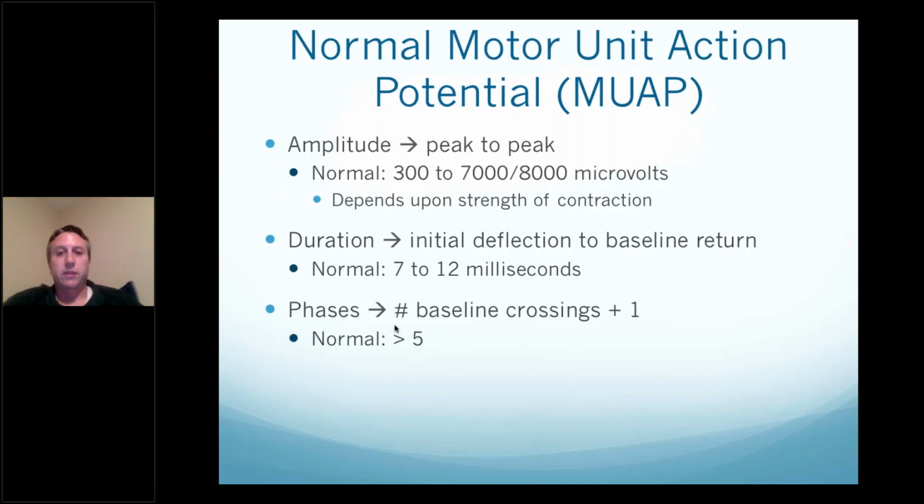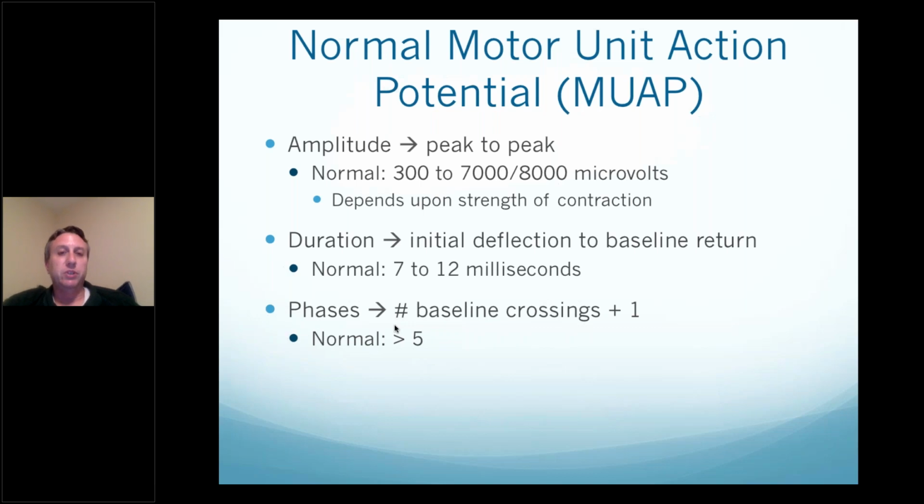Okay. So again, this was the parameters for a normal motor unit. So a normal motor unit, the amplitude, as we mentioned, is measured from the peak to the peak, from the positive peak to the negative peak. There's a wide range of normal, meaning anywhere from 300 up to about, and this is where the references may vary a little bit, about 7,000 to 8,000 microvolts. So it's a pretty big range.